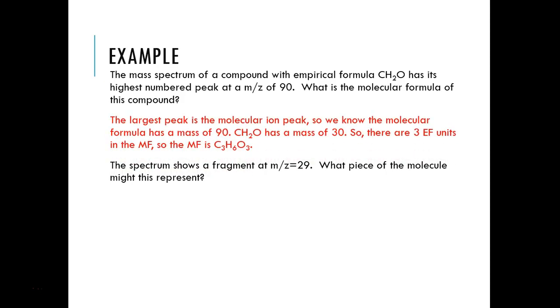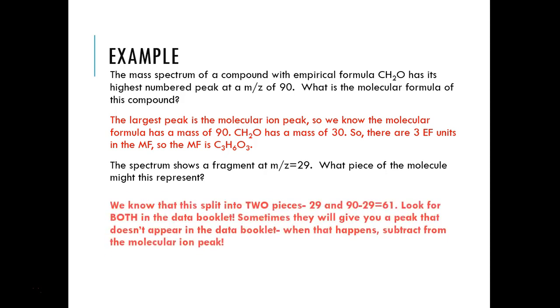Now, when it says the largest peak is the molecular ion peak, I should really clarify that. We mean the highest numbered peak, not largest in terms of height of peak, largest in terms of mass to charge ratio. Okay, so we know that the molecular formula has a mass of 90. CH2O has a mass of 30. So there are three empirical formula units in the molecular formula. So for the molecular formula, we multiply all the subscripts by 3 and get C3H6O3. Now, this is where we're going to use that data booklet piece. The spectrum shows a fragment at mass to charge ratio of 29. What piece of the molecule might this represent?